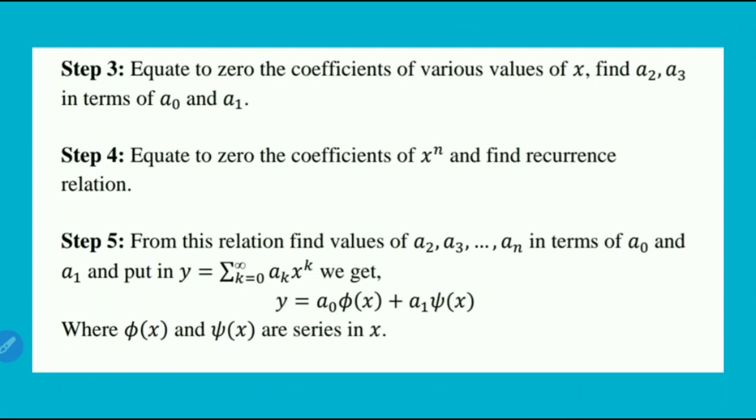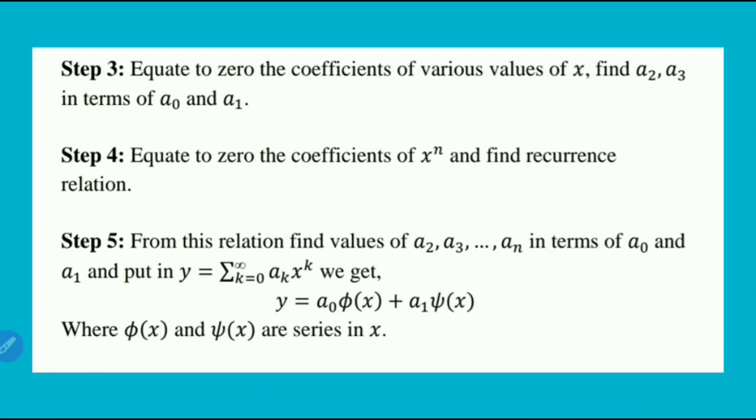While determining those constant terms, you need to find the values of the constants a2, a3 and so on in terms of a0 and a1. So this is a very important step. We are going to determine the values of all the constants in terms of a0 and a1. You will get so many equations there. From that you can easily determine the values of the constants a2, a3, a4 and so on in terms of a0 and a1. After that, equate to 0 the coefficient of x raised to n.